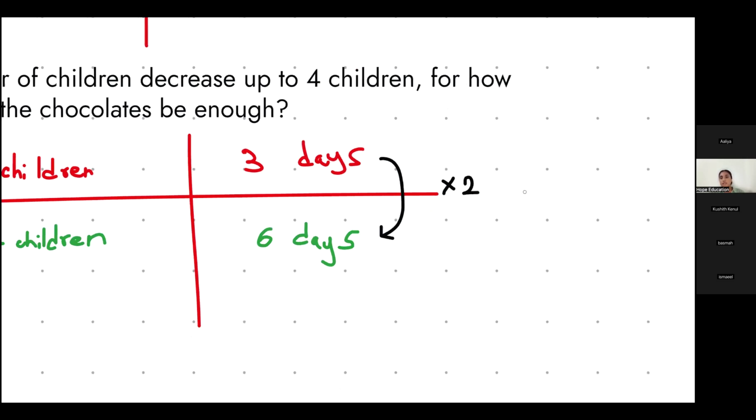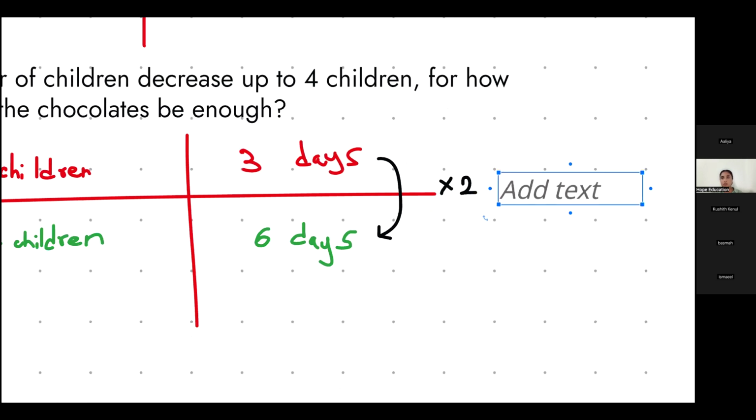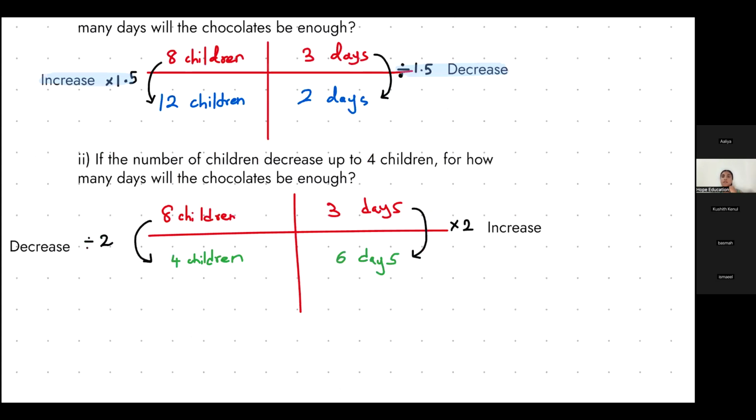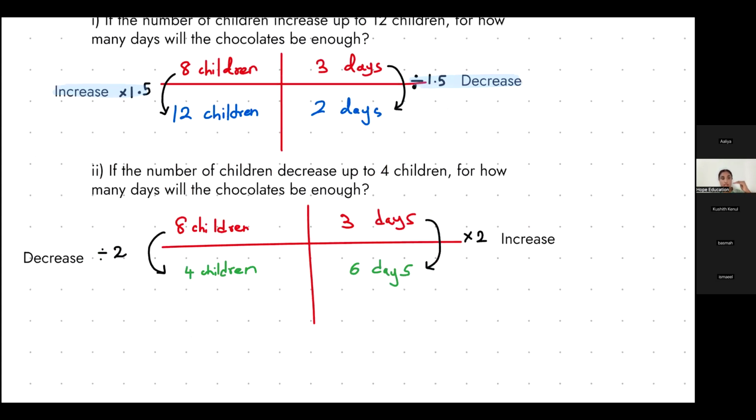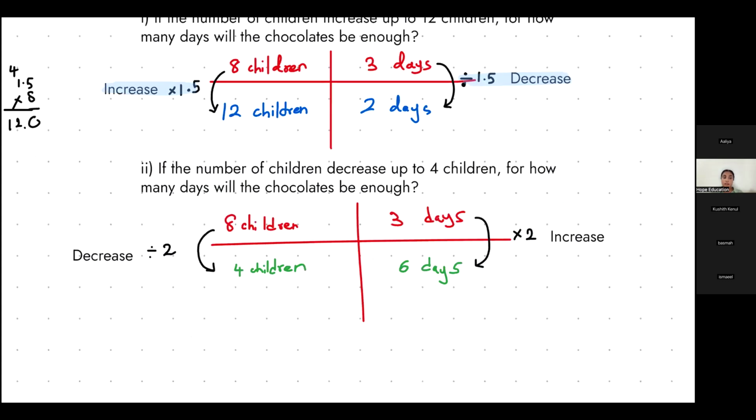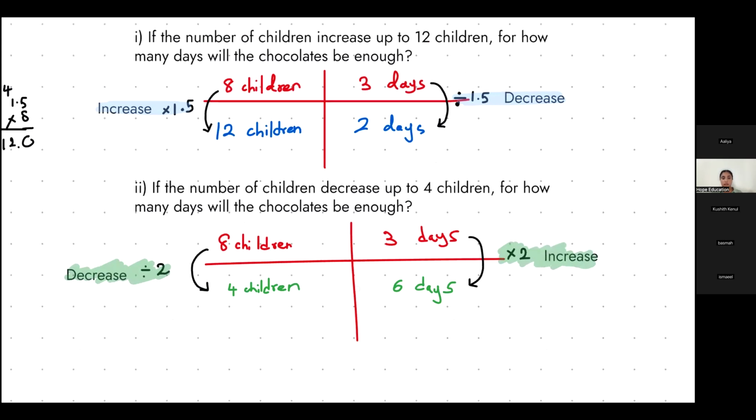Both instances we're talking about 24 chocolates. So here when one quantity, which is number of children, is decreasing by a certain ratio, the other quantity, which is the number of days, is increasing by the same ratio, which is 2. This is inverse proportions. Is this clear to all of you? Please give me a thumbs up again.